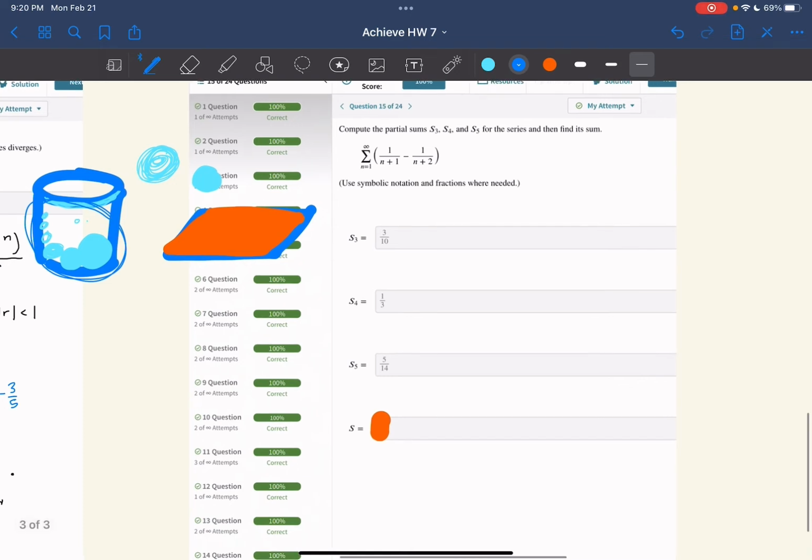So, we want to figure out pretty much when we add this up infinitely. Well, I feel like the first step to a lot of these problems is write out the series. Or I'd say first terms of series. Okay, cool. So now we're going to write out the first terms of the series. Now, let's look at this. We plug in 1. So 1 plus 1, we're going to get 1 over 2 minus 1 over 3.